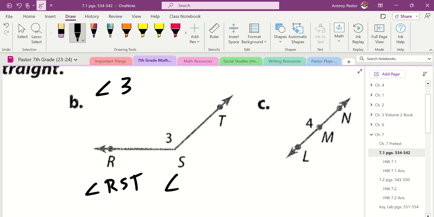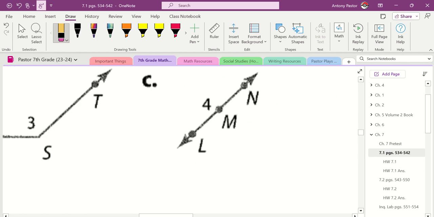Andre. Angle S. And the last one, Delilah. Angle TSR. Good job. You guys made sure you do that. Izzy, what type of angle is this? Obtuse angle. What does an obtuse angle mean, Rowan? What is the definition of an obtuse angle? There you go. Okay, good job.